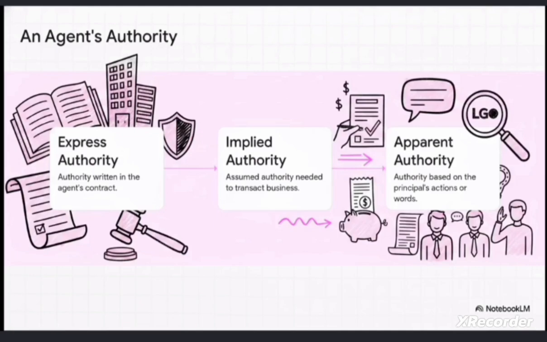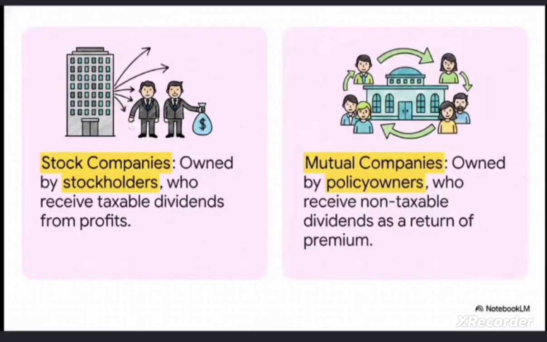And then there's apparent authority. That's what the company's actions lead you to believe the agent can do, even if it's not officially in writing. Now, the companies themselves aren't all the same. The two big ones you'll run into are stock companies and mutual companies. And the main difference is super simple. Who owns the place? Stock companies are owned by stockholders who want a profit. Mutual companies, they're owned by the policyholders, people like you. So if there are profits, they go back to you, kind of like a refund.